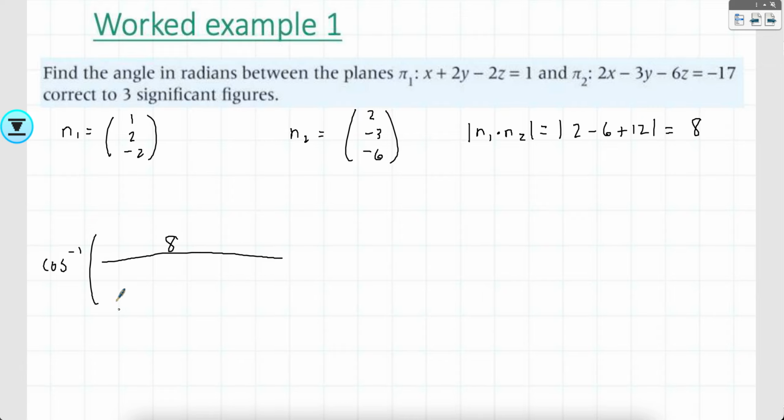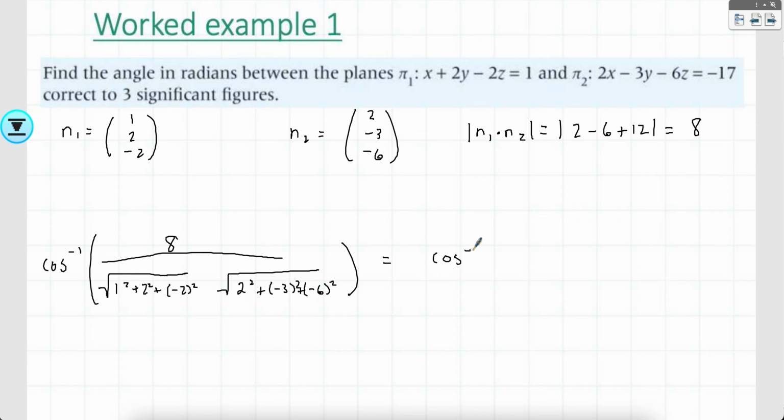My denominator is basically the magnitude of each. So that's square root of 1 squared plus 2 squared plus minus 2 squared, and then the other one, making sure they're in separate square roots, 2 squared plus minus 3 squared plus minus 6 squared. This will simplify to 21. And you just need to put this in your calculator, especially if it's a calculator question.